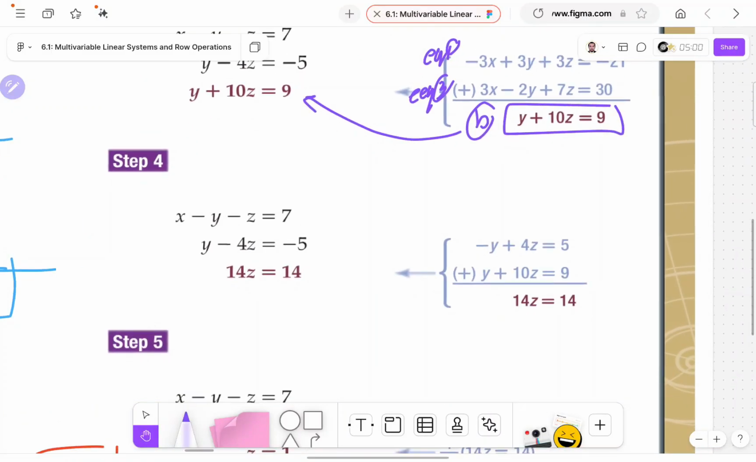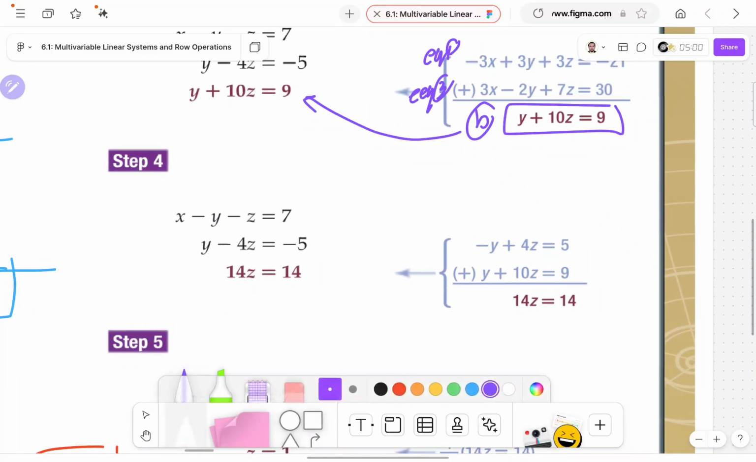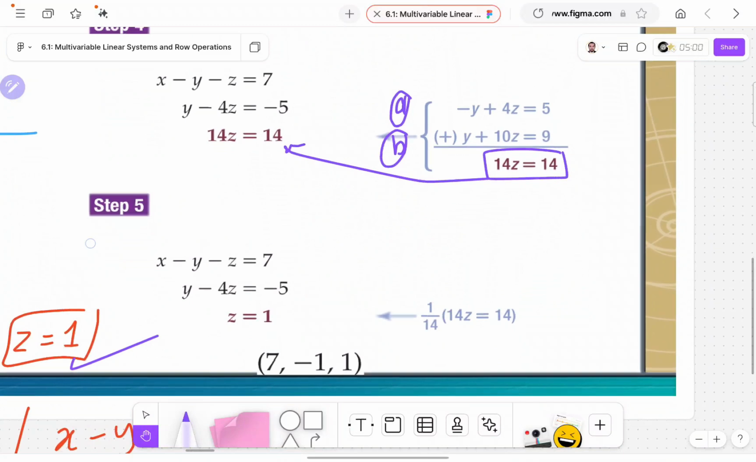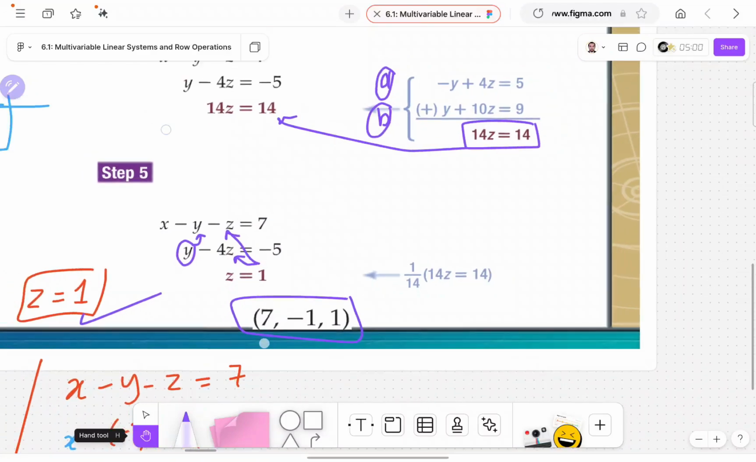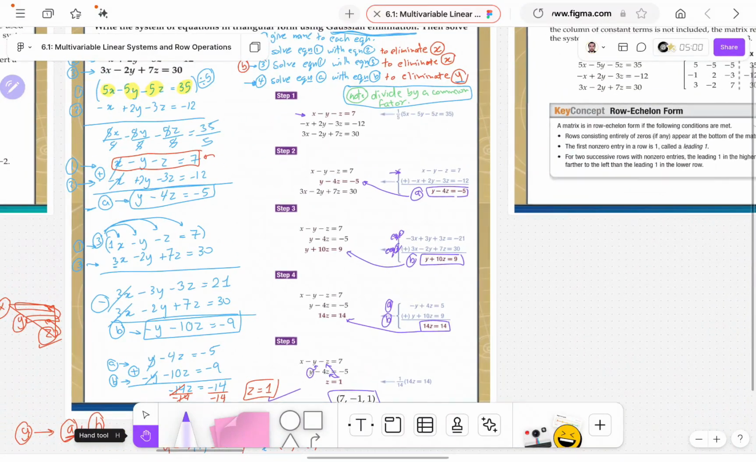Then in step 4, he solved equation B with equation A. So this is equation A, this is equation B. He solved them together until he got Z. So Z is equal to this. Then after he got Z, he substitutes Z here. Then after he got Y, he substitutes Y here and substitutes Z. Then he got the answer, which is this one. So this is what the book did, in the same way that we are doing.